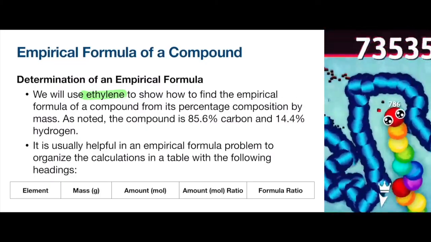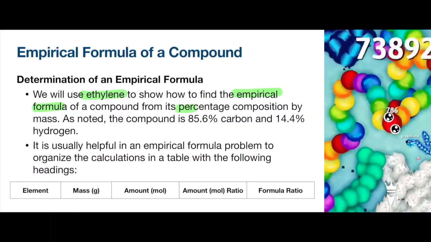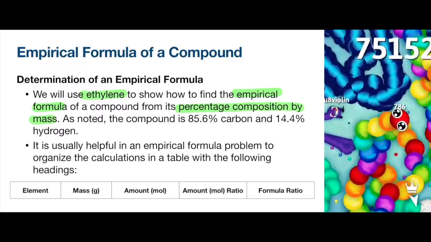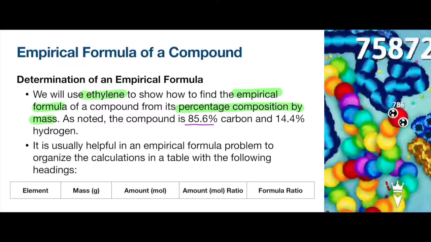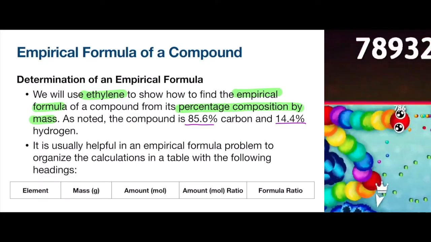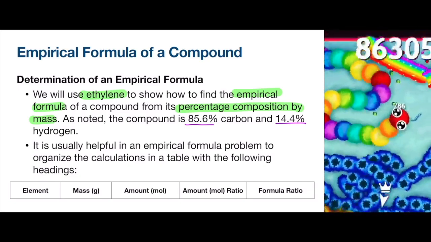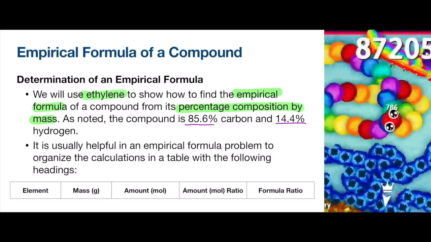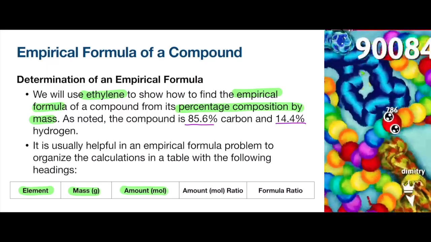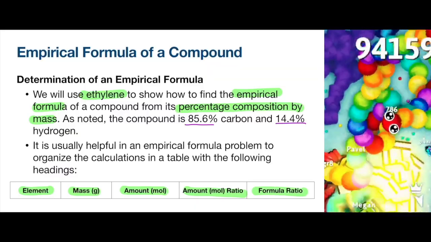We will use ethylene to show how to find the empirical formula of a compound from its percentage composition by mass. As noted, the compound is 85.6% carbon and 14.4% hydrogen. It is usually helpful in an empirical formula problem to organize the calculation in a table with the following headings. We have the element, the mass in grams, the amount in moles, the amount ratio or mole ratio, and lastly, our formula ratio.